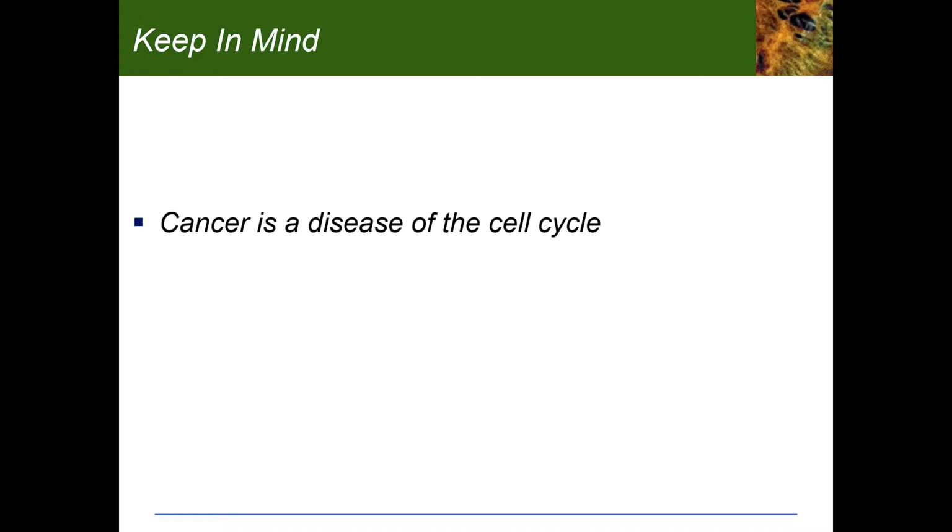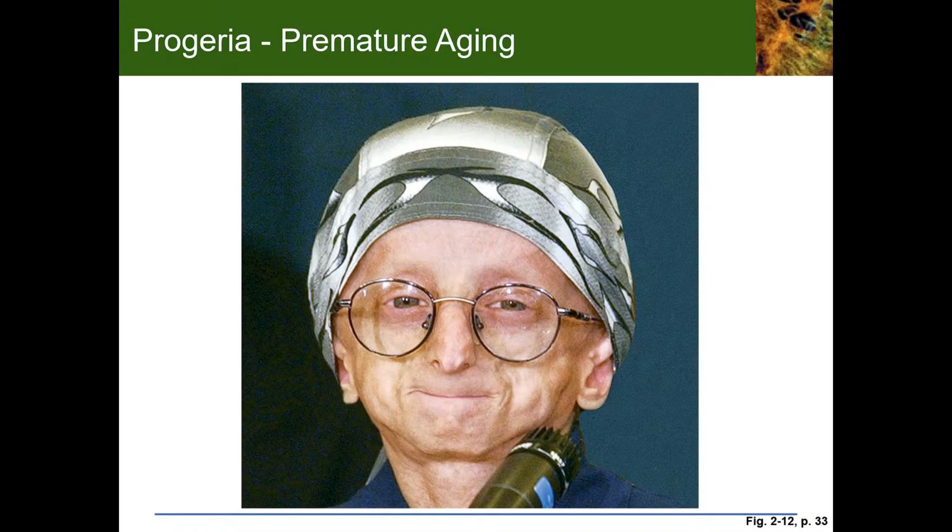Keep in mind that cancer is a disease of the cell cycle. Here you have a picture of progeria and premature aging. This is actually a 15-year-old boy, I believe. He was one of the longest living humans to survive progeria, but I think he did pass away finally in his 15th year. It causes premature aging, as you can see here. He's 15, but he looks like he's 80 or 90 years old, I guess.